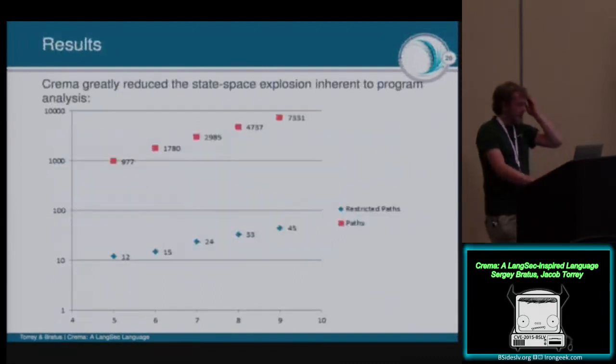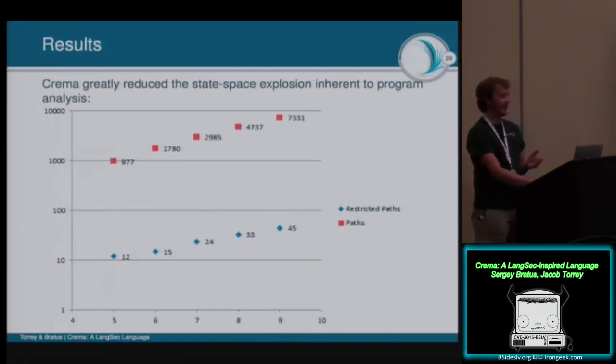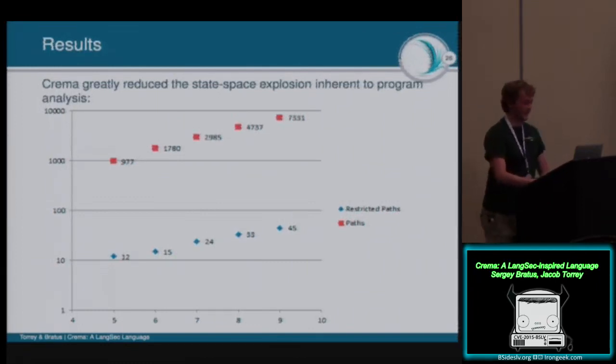You'll see the red dots are the number of states run, and the blue dots are the restricted ones in Crema. This is based on the symbolic length of a string in a certain data structure. As you go from 4 or 5 characters up to 9 characters, you go from just under 1,000 to 7,000 states, so there's pretty high growth. For each of those states, it has to create all these constraints and send them off to the SMT solver, which is NP-complete, then wait a long time, and eventually it will run out of memory and crash. The restricted paths, 45, are a little more manageable than 7,331.